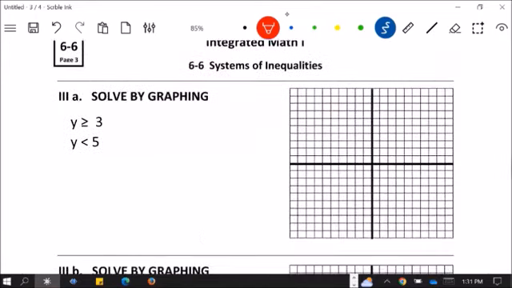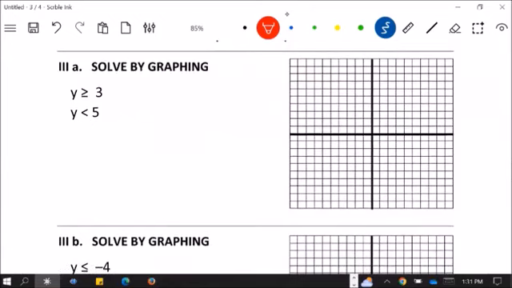This next part, solved by graphing, has some exceptions. In a way, these are almost too easy. What you have to remember is that y equals are going to be horizontal lines, and x equals are going to be vertical lines. So this one here is a horizontal line at 3. So I'm going to go to 3, and I'm going to do a solid line there.